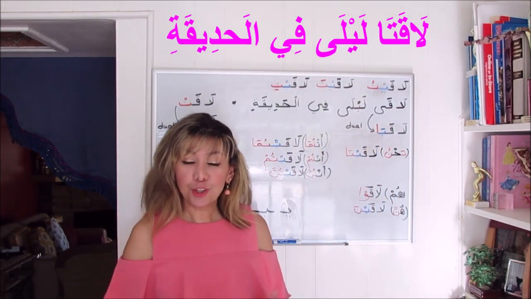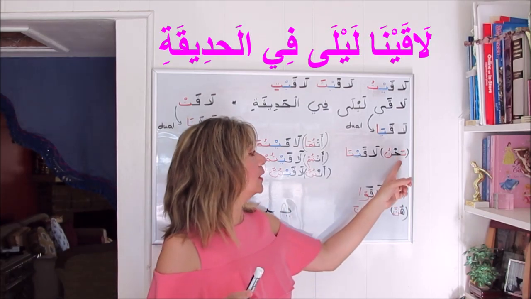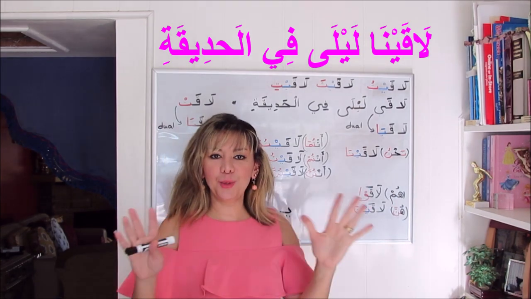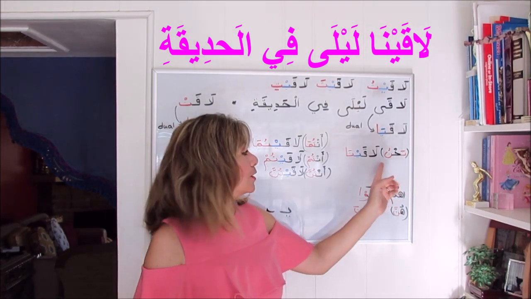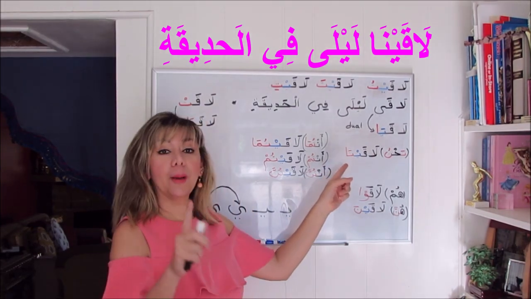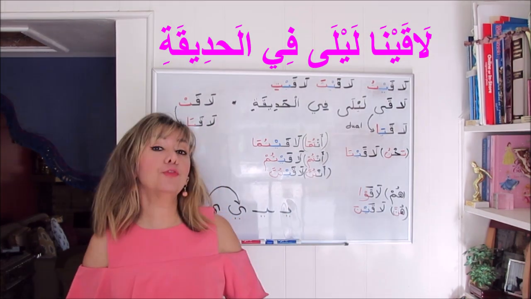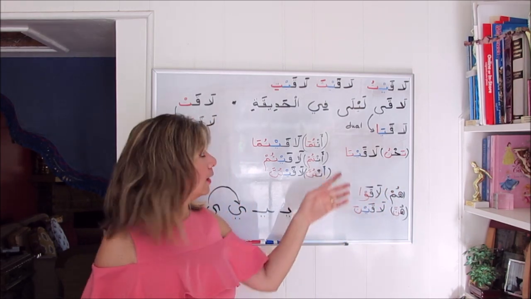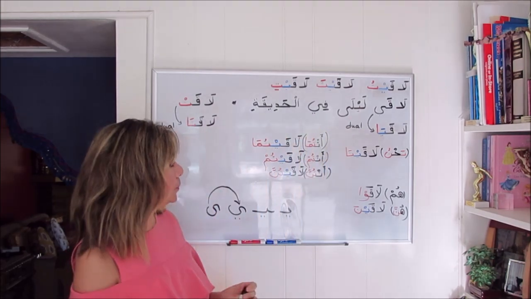What about nahnu? The first person plural, masculine and feminine. What do we use? The noon with alif. We know that nahnu is known for its noons. So we use the noon plus fatha followed by an alif. And of course we silence the last radical of the stem, ya. لقينا. نحن لقينا ليلى في الحديقة. في الحديقة, at the park.